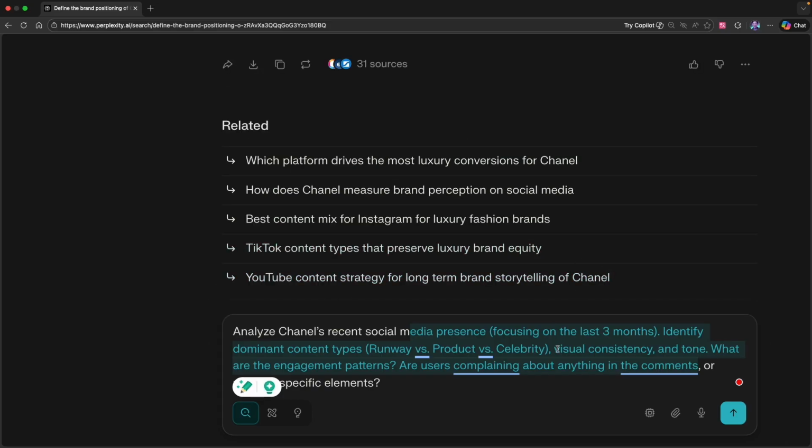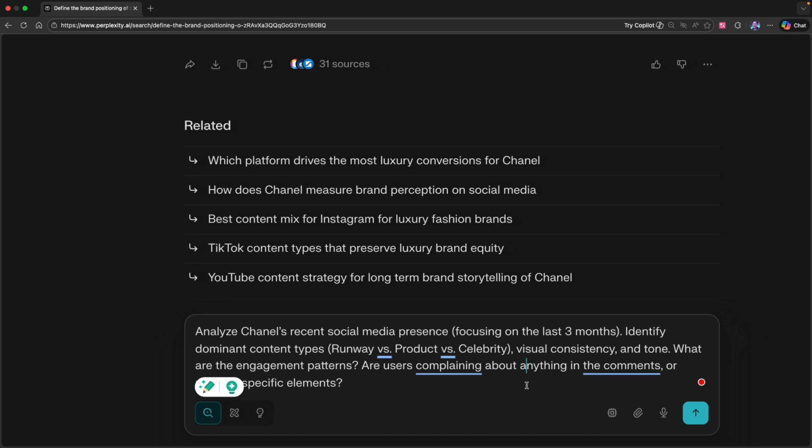So in this part, I asked the AI to analyze Chanel's recent social media presence, focusing on the last 3 months. Identify dominant content type, for example, runway, product shots, or celebrity, visual consistency, and tone. What are the engagement patterns? Are users complaining about anything in the comments or praising specific elements? Let's try this prompt.